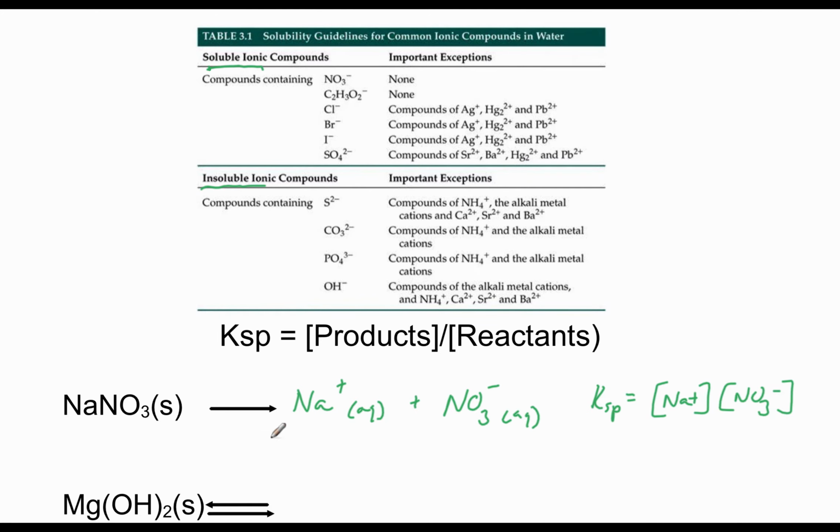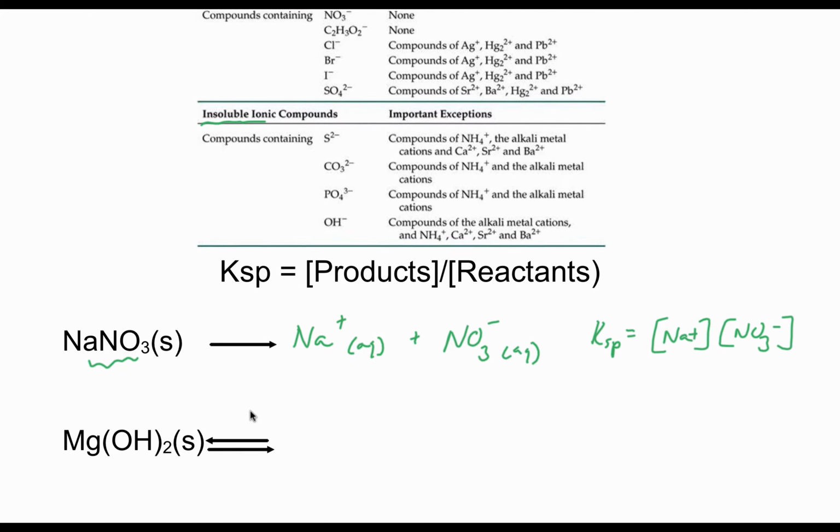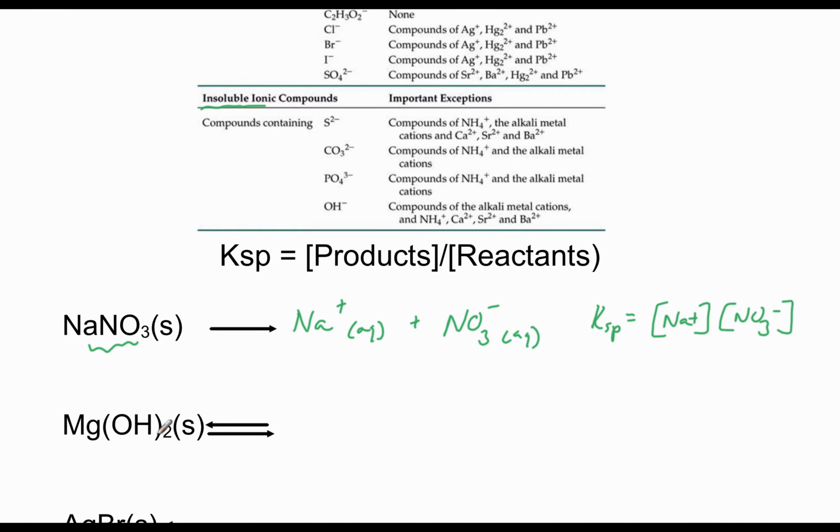The KSP for this compound, sodium nitrate, isn't really valuable to us because we assume it to be totally soluble. If we dissolved 1 mole of this, we would predict that we would create 1 mole of Na+ and 1 mole of nitrate. But substances that are insoluble are actually equilibrium reactions where they only dissociate to a certain extent, right? Magnesium hydroxide is mostly insoluble because it's not one of these exceptions. So it's going to dissolve to produce Mg2+ and 2OH-, both of which are aqueous.